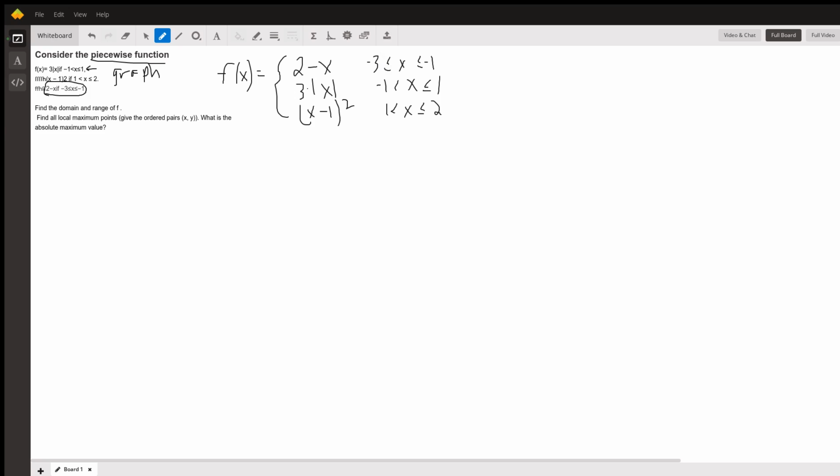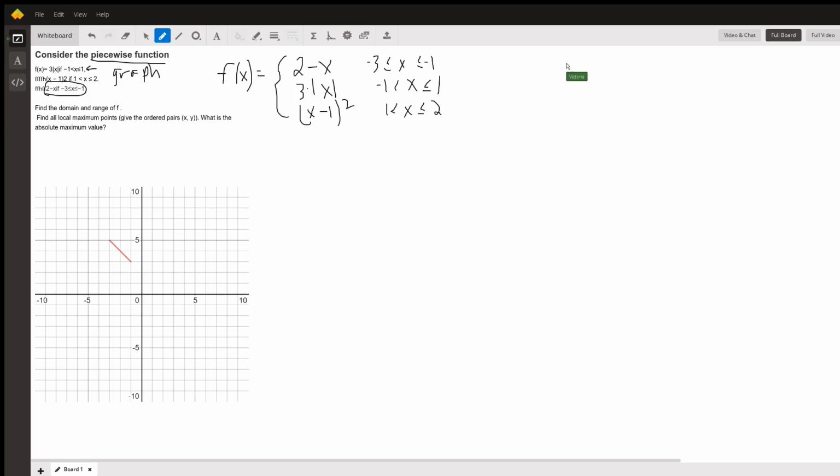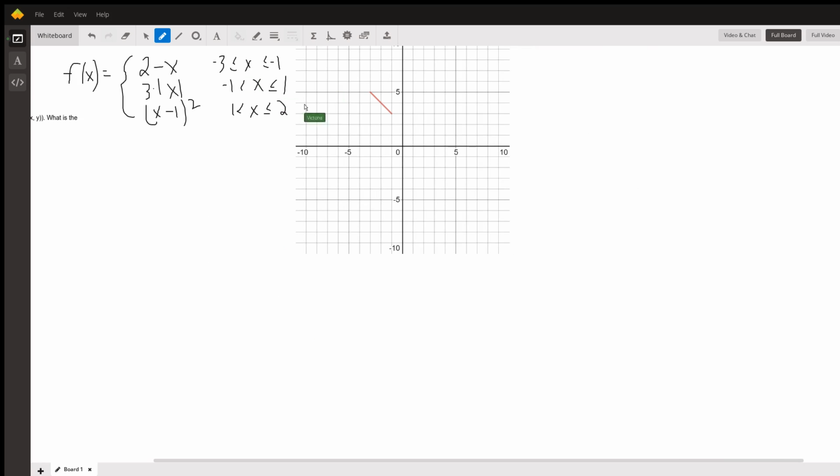And that one is, here's the first function. Oh my goodness, it's huge. Okay, so here's the 2 minus x just from -3 here, from -3 over to -1.